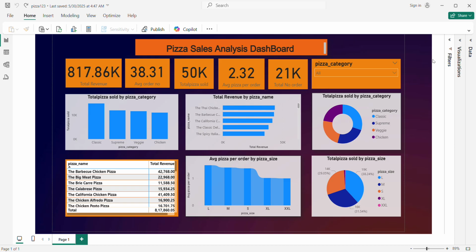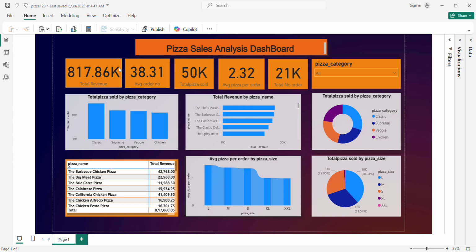I am Umendra and today we see the pizza sales analysis dashboard using Power BI. This dashboard shows the pizza sales analysis. It includes comparison charts, pie diagrams, total revenues, and many more things in that project. This is a dashboard of that pizza sales.